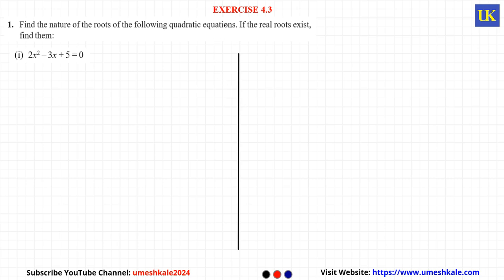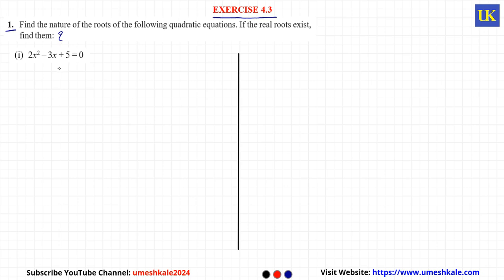So now here we will see exercise 4.3, first sum. Find the nature of roots. They are asking us to find the nature of roots of the following quadratic equation, and then if the real root exists, find them. Now they have given us the equation. So before finding the answer to the quadratic equation, first we have to check the nature of roots.